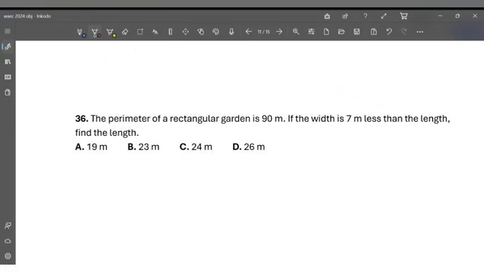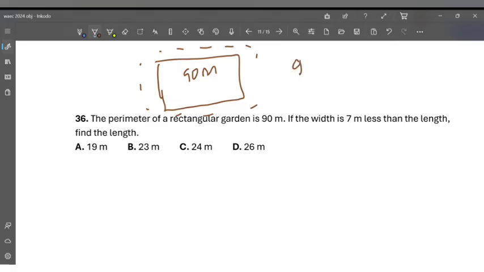Question number 36. The perimeter of a rectangular garden is 90 meters. If the width is 7 meters less than the length, then find the length. Okay, so let's say this is a rectangular garden. Perimeter means if you count the distance around this garden, it is going to be 90 meters. And we know the formula for perimeter of a rectangle is P for perimeter is equal to 2 times length plus breadth.